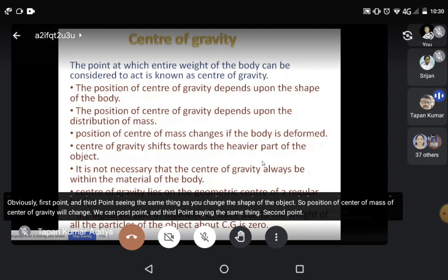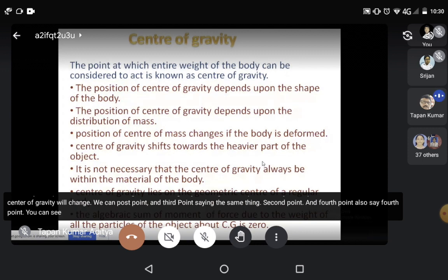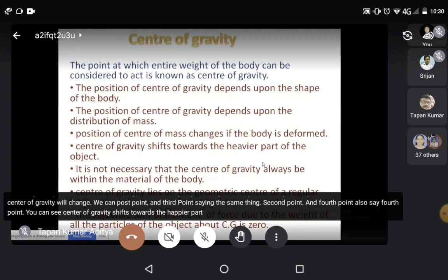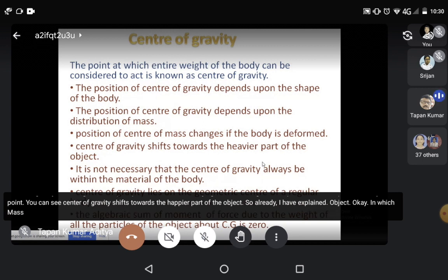First point and third point saying the same thing. Second point and fourth point also. In the fourth point you can see the center of gravity shifts towards the heavier part of the object. So already I have explained, in an object in which mass concentration is more, towards that part the center of gravity will shift. More mass, the center of gravity will shift to that. Second point and fourth point almost saying the same thing.